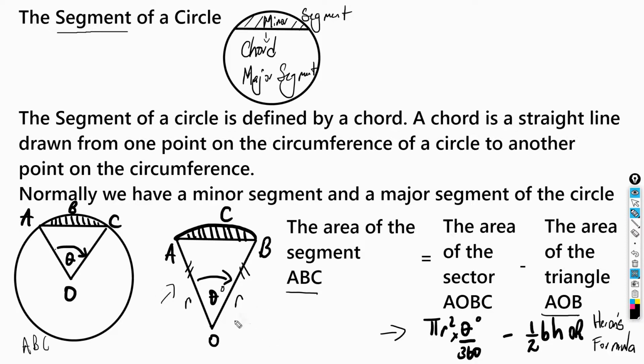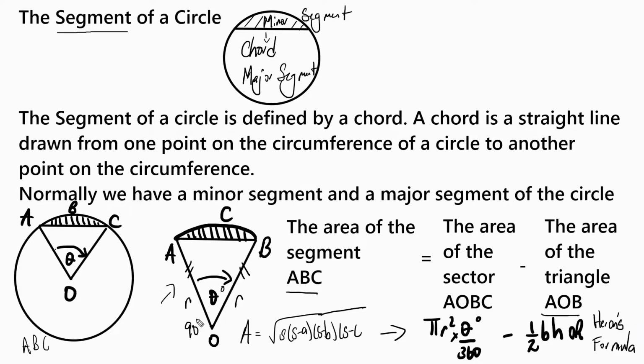Which is A is equal to the square root of S times S minus A times S minus B times S minus C, right? So this is the formula that we may have to use to find the triangle, or we just use half base times height if the angle here is 90 degrees, okay? So if the angle here is 90 degrees, guys, then it would be a right angle triangle, so we would use half base times height. And if it's not, we just have to use Heron's formula. We'll have to use the three sides and find the area of the triangle.